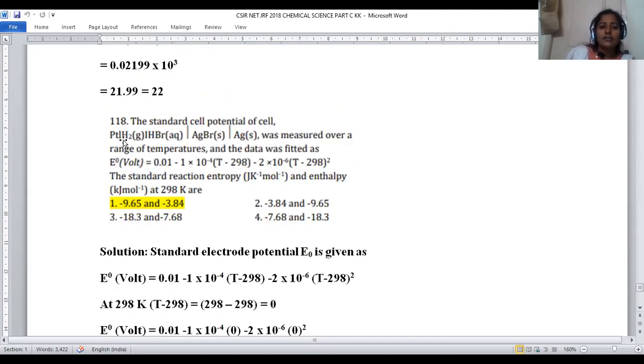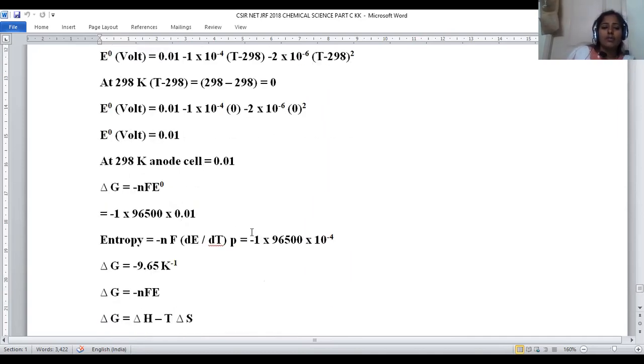When we take this reaction, hydrogen HBr, AgBr, Ag was given. So how many electrons are transferred from anode to cathode? So one electron only is transferred, because hydrogen is able to release one electron, and silver is able to accept one electron.